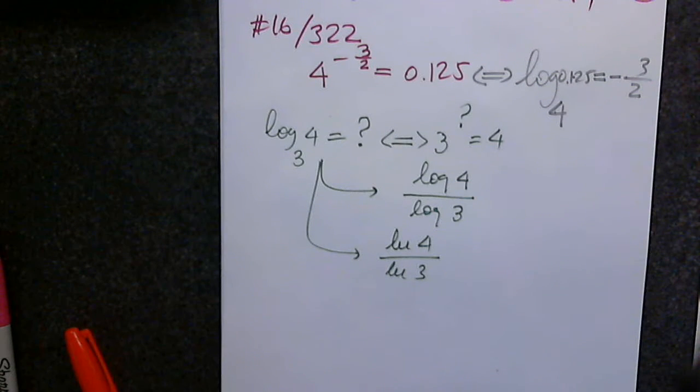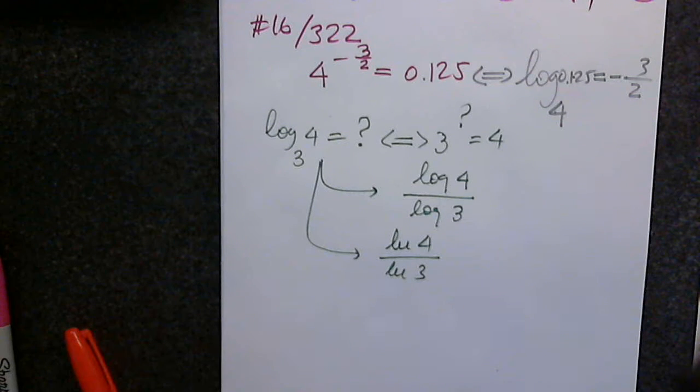So if you put them in the calculator and determine log 4, close the parenthesis, divided by log 3, or you get natural log of 4 divided by natural log 3, I have to get the same answer. How will I check my answer? I want to check my answer. I don't trust this.